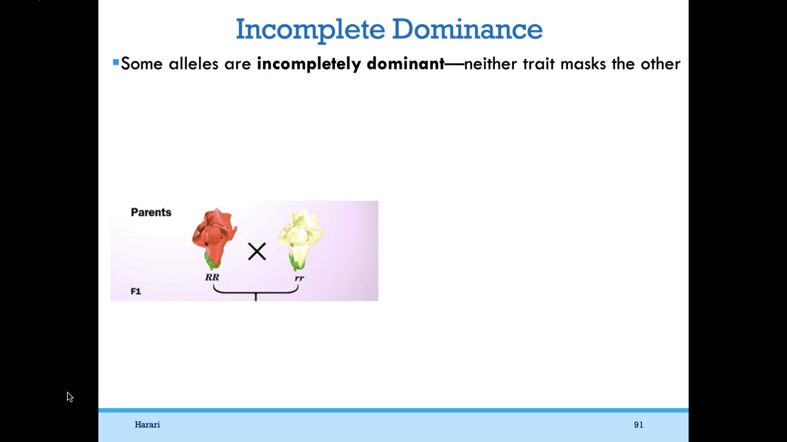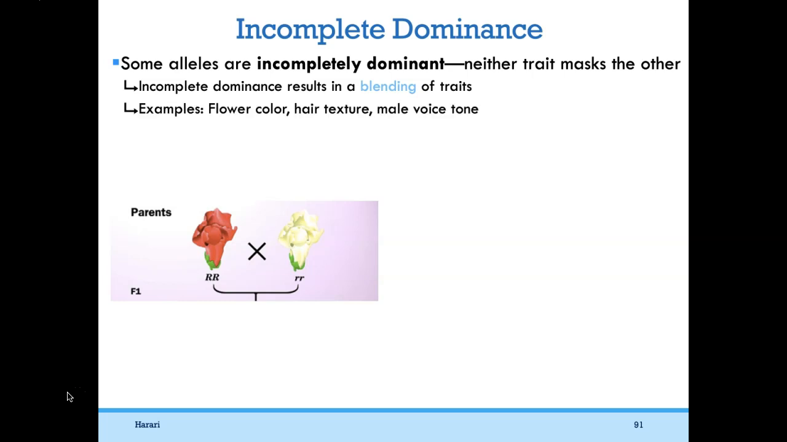Okay, so that was an example of codominance. Let's look at a different type of inheritance pattern called incomplete dominance. Some alleles are incompletely dominant, meaning neither trait can fully mask the other. So incomplete dominance gives us a blending of traits. We're going to see an intermediate phenotype in the offspring of the two parents.